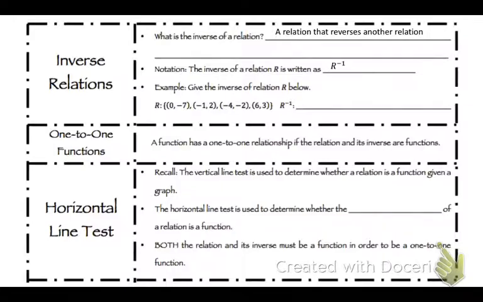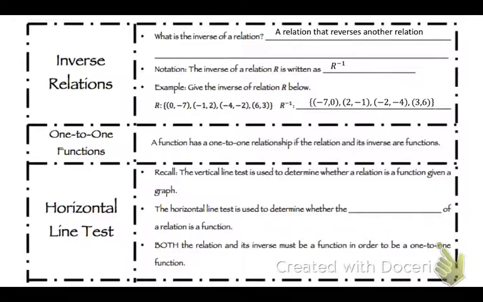the negative first power. So the inverse of the relation below, (0, -7), (-1, 2), (-4, -2), (6, 3), we're just going to flip all those numbers. So that would be (-7, 0), (2, -1), (-2, -4), (3, 6). Okay? And then a function has a one-to-one relationship if the relation and its inverse are functions.